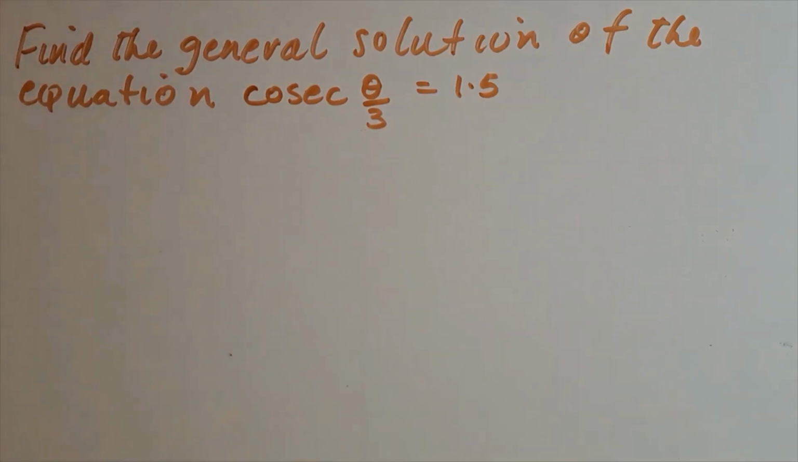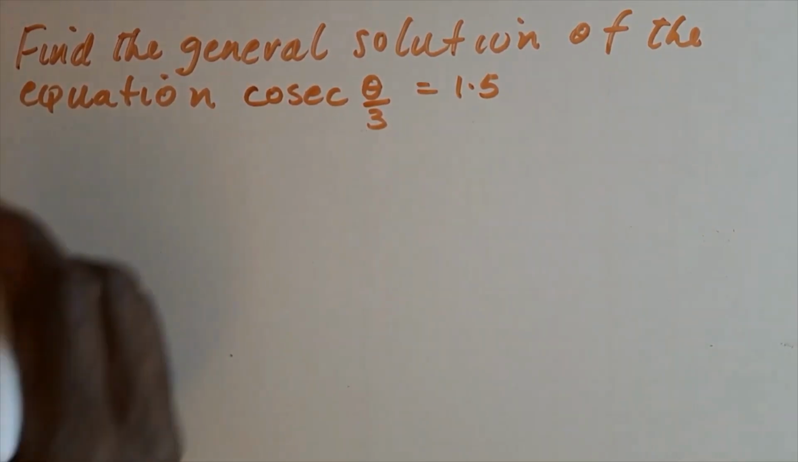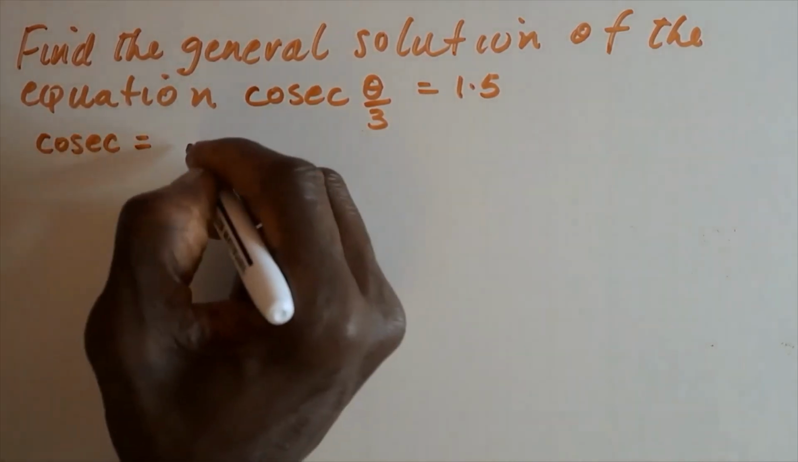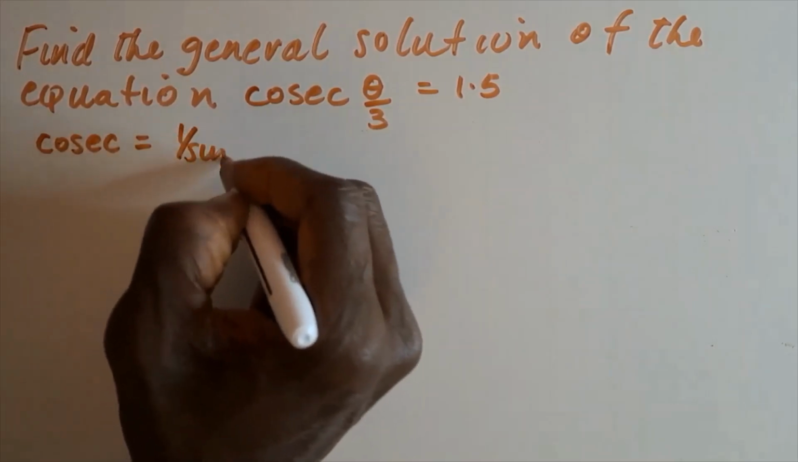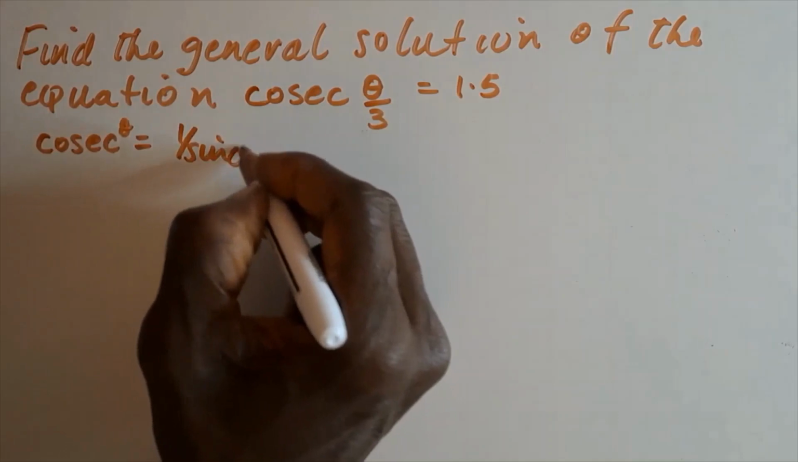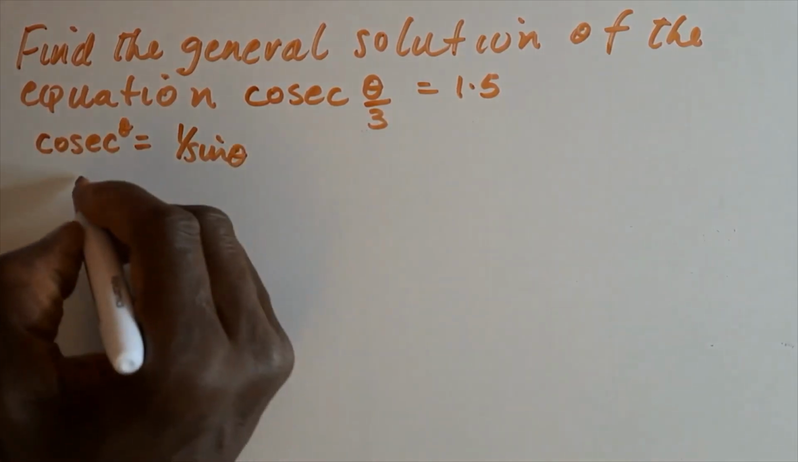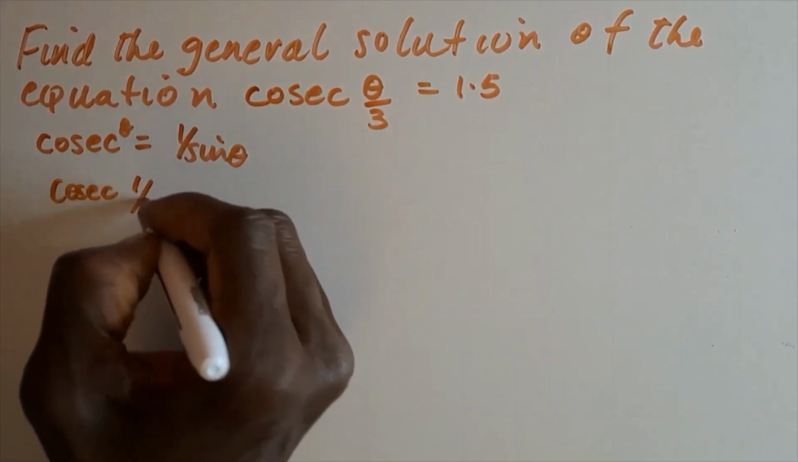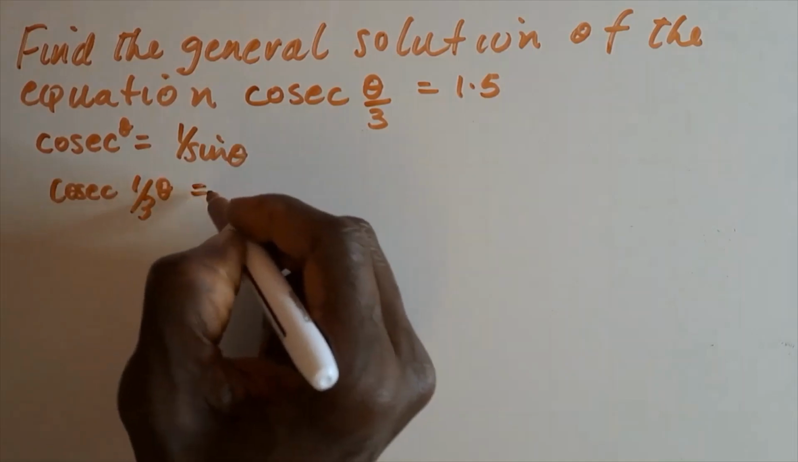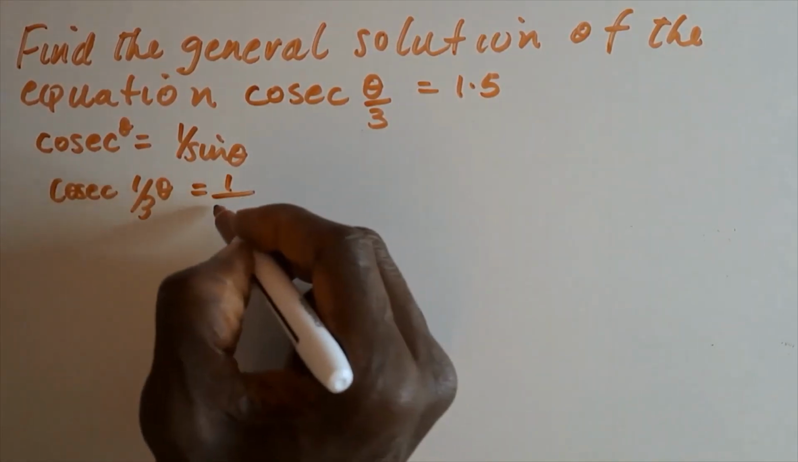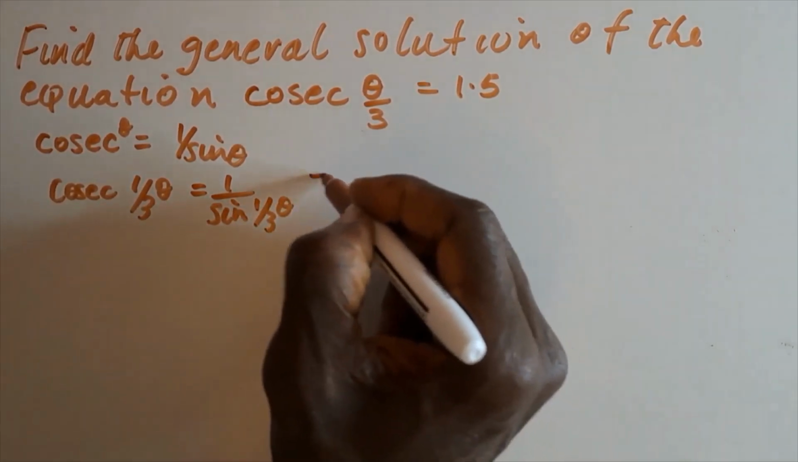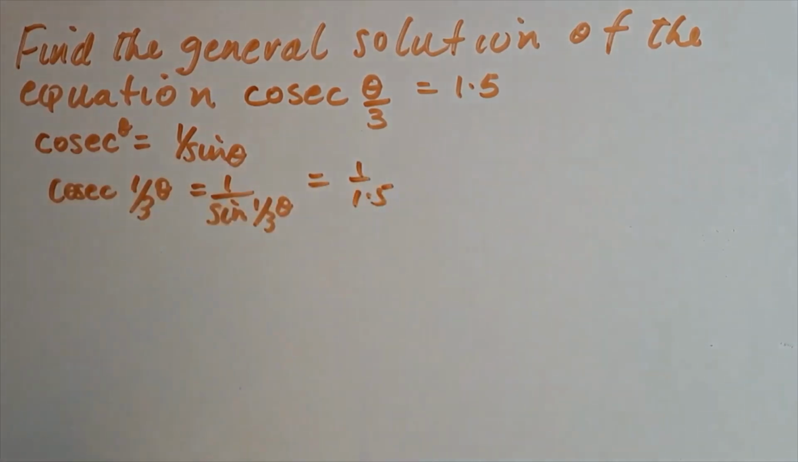Hello there. Find the general solution of the equation cosec theta over 3 is equal to 1.5. We know cosec theta is the reciprocal of sine theta. So we can write that cosec of a third of theta is the same as writing 1 over sine of 1/3 of theta, which is the reciprocal of 1.5.